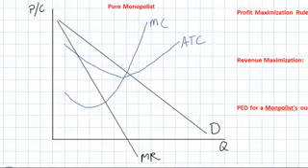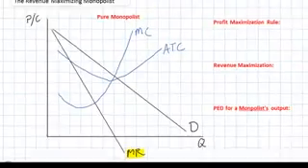Also in our previous lesson, we illustrated and explained why marginal revenue for a monopolist always lies below the demand curve for the monopolist. This means that at any given level of output, the firm's marginal revenue will be less than the price that it sells its output for.